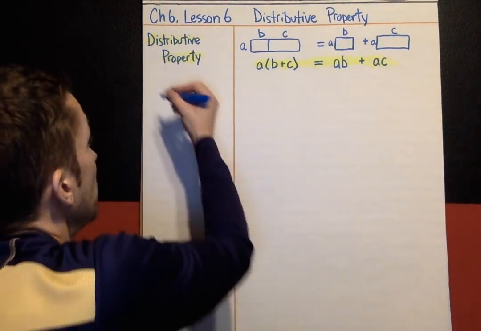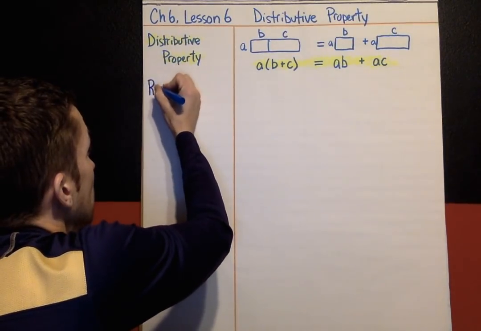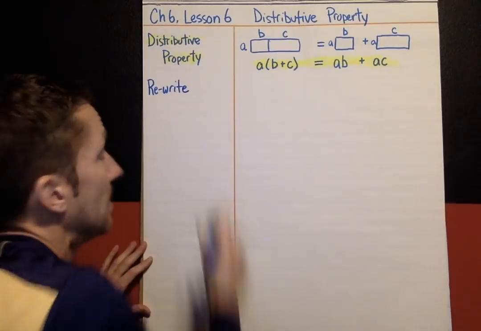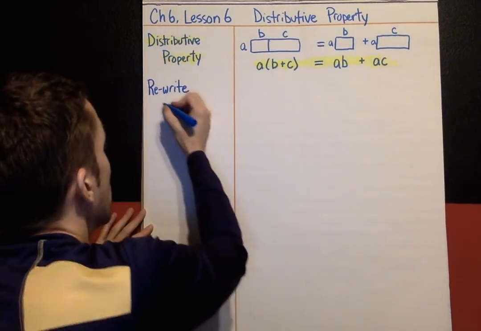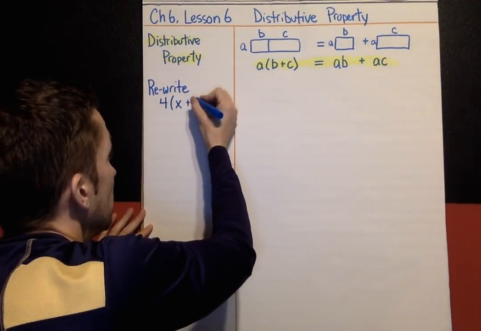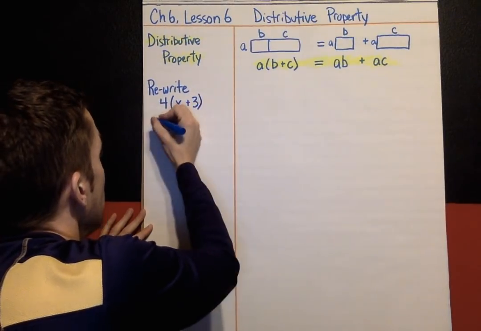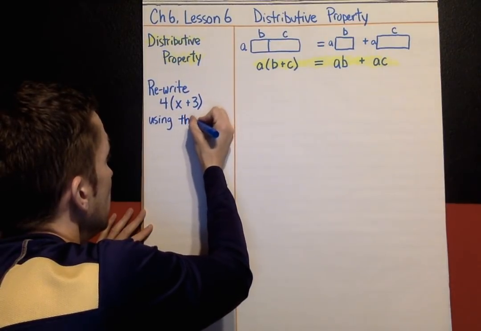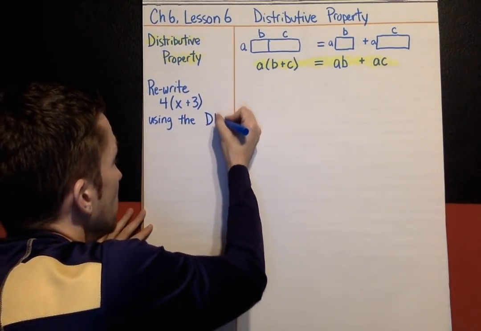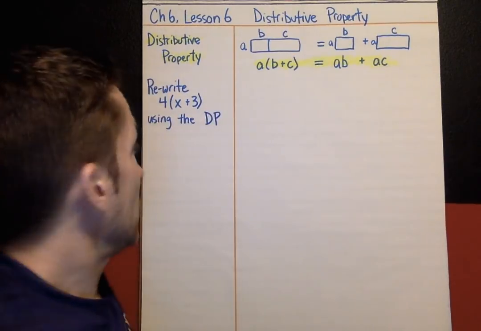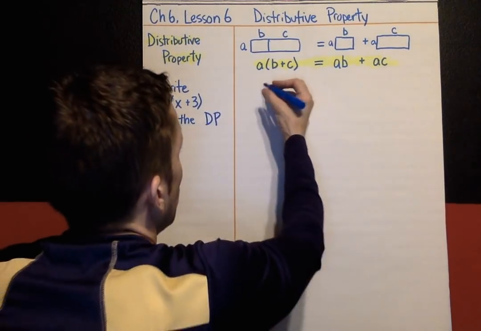First one we're going to do is rewrite this expression, 4 times x plus 3, using the distributive property. So what does that look like? 4 times x plus 3.